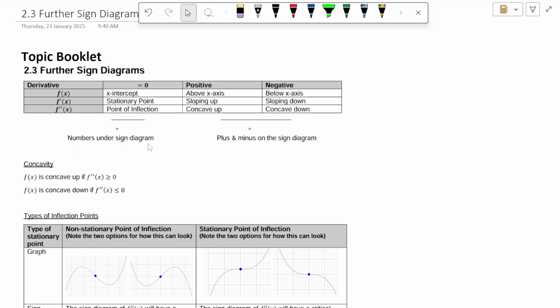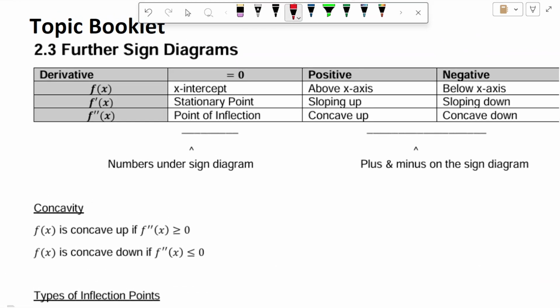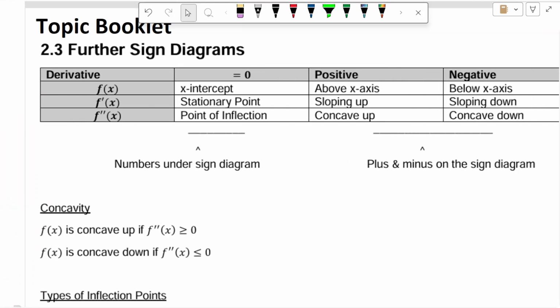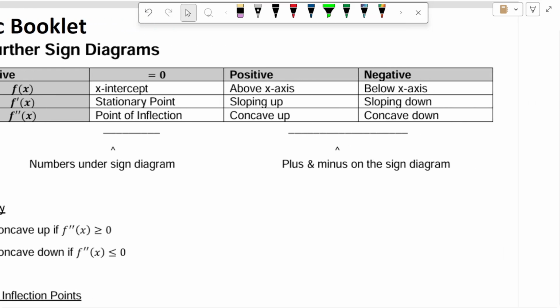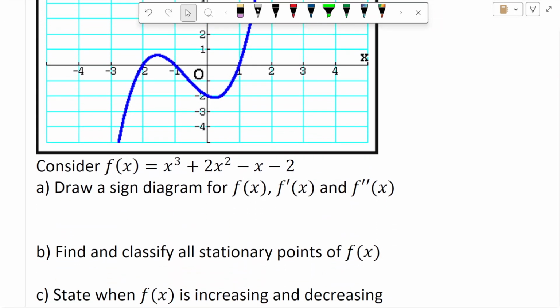In this video, we're looking at further sign diagrams. What I mean by this is we'll be drawing sign diagrams of f, f dash, and f double dash, all three. We can use this little table to help us do this. Basically, the things here on the left are the numbers you put underneath the sign diagram, and to get the pluses and minuses on the sign diagram, you use the stuff on the right. Hopefully that'll make sense when we do this example.